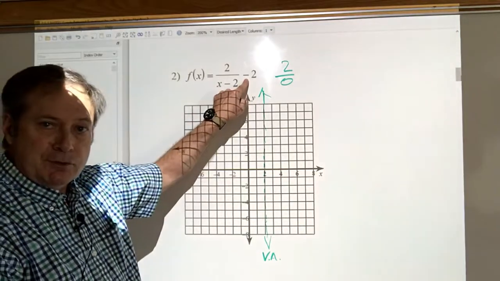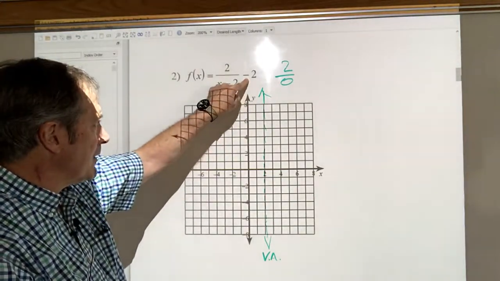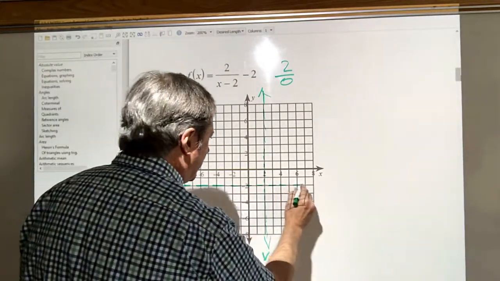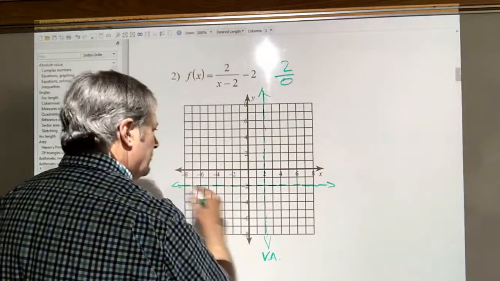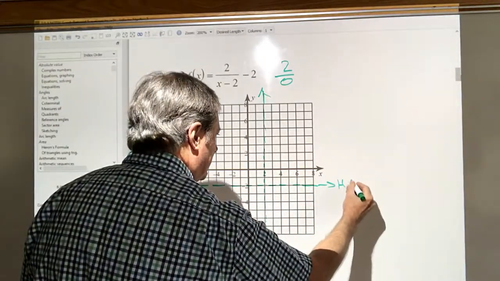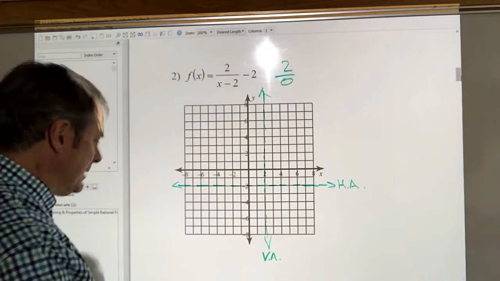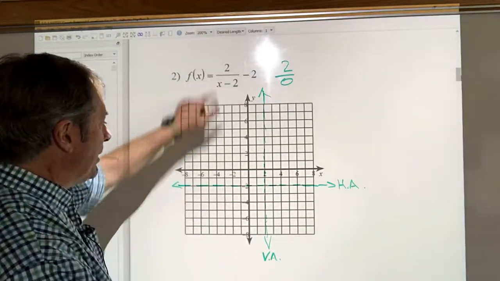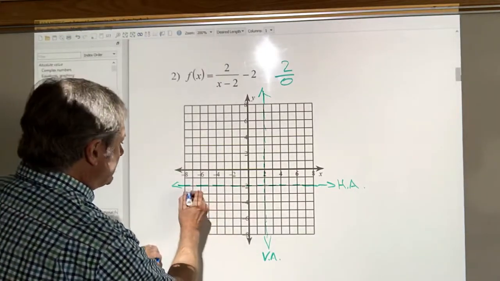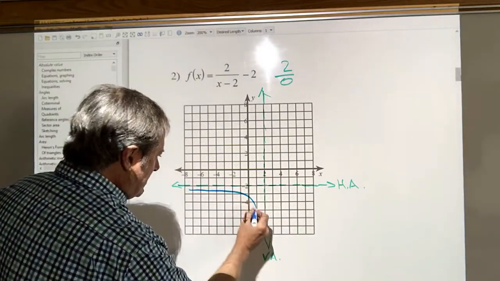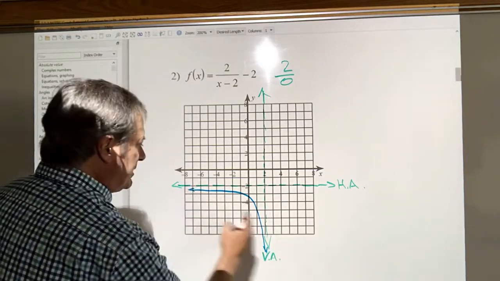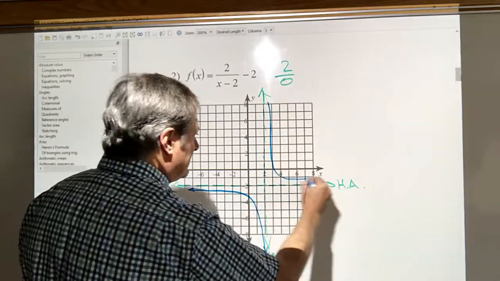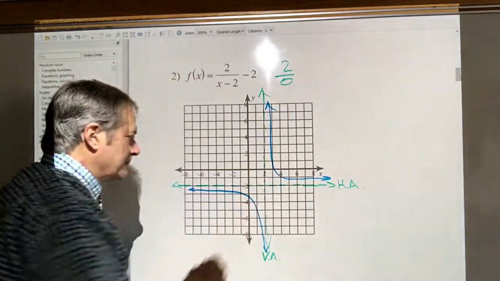The -2 means there's going to be a horizontal asymptote at -2 passing through the y-axis, and we'll call that HA, horizontal asymptote. And now it's time to draw in our branches. Because it's positive, you're always going to have a branch that comes in here and swoops down here, but it actually never touches these asymptotes. And similarly, you're going to have one here likewise.